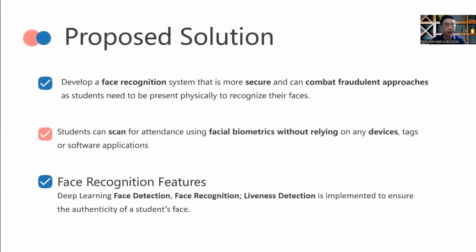So the proposed solution here is that I will develop a face recognition system that is more secure and also combats fraudulent approaches, as students need to be physically present for their face to be recognized. Students can scan the attendance using facial biometrics without relying on any devices, tags, or applications. The face recognition features include face detection and face recognition. Liveness detection is implemented to ensure the authenticity of the student's face.